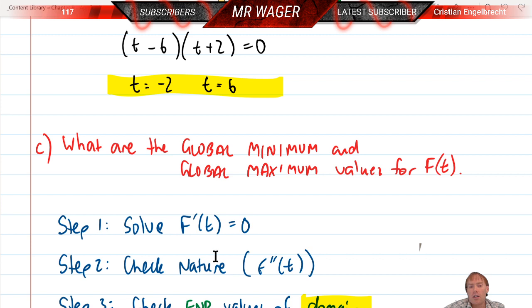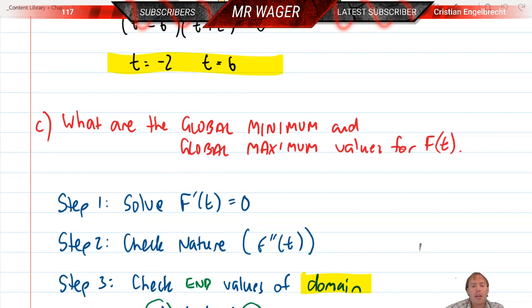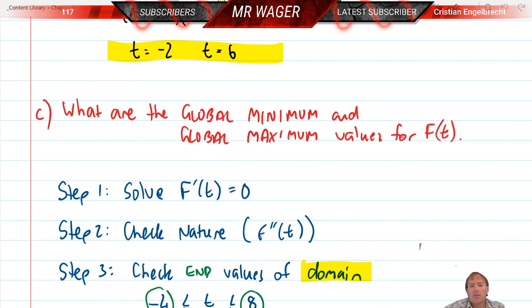Then we have to check the nature of when we find the t values for when the derivative is equal to 0. That nature means checking if it's a maximum or a minimum, and for that we can just do the second derivative test most of the time. And the final thing we need to do, because it's asking for global minimum and maximum values, is check the end values of the domain. We have to substitute -4 into our area function and 8 into our area function, and compare that with everything that we've discovered so far about the local minimum and maximum points we could potentially find by solving the derivative equal to 0.